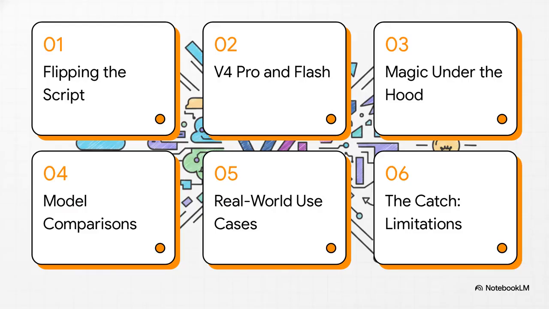Here's our roadmap for today. First, we'll look at how they're flipping the AI script. Then we'll break down the new V4 Pro and Flash models. After that, we'll explore the magic under the hood, run some head-to-head comparisons, look at real-world use cases, and finally, we'll talk about the catch, because yes, there are some limitations.